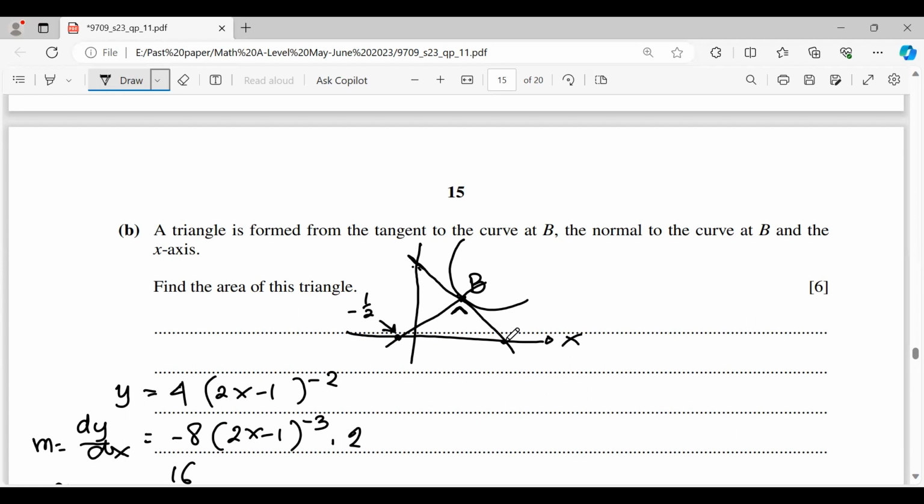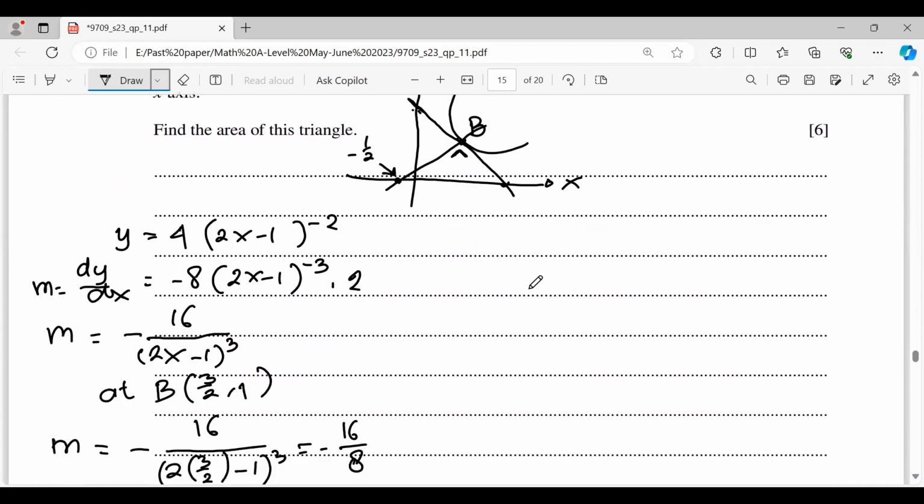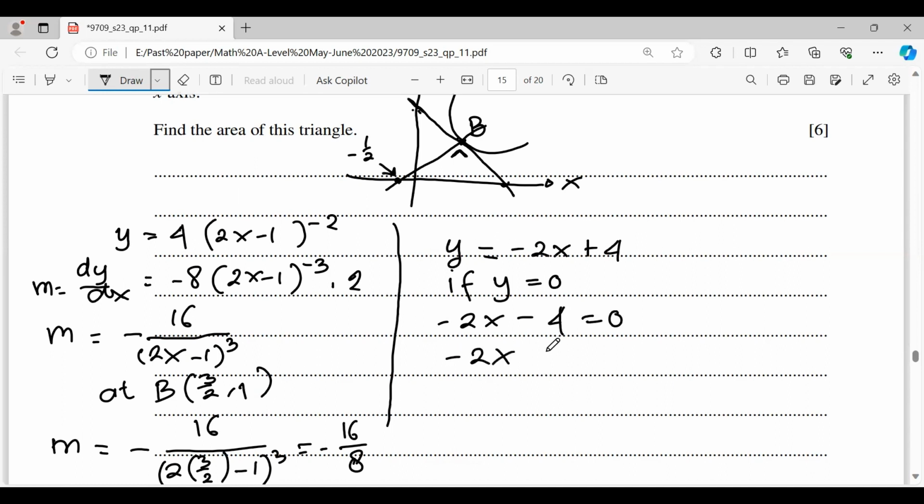But how much is the other one? Okay, the coordinate point is how much? We should find it through the tangent straight line. The tangent straight line is, just now, y equals negative 2x plus 4. If y equals 0, that is negative 2x plus 4 equals 0, so 2x equals 4, x equals 2. So this is 2.